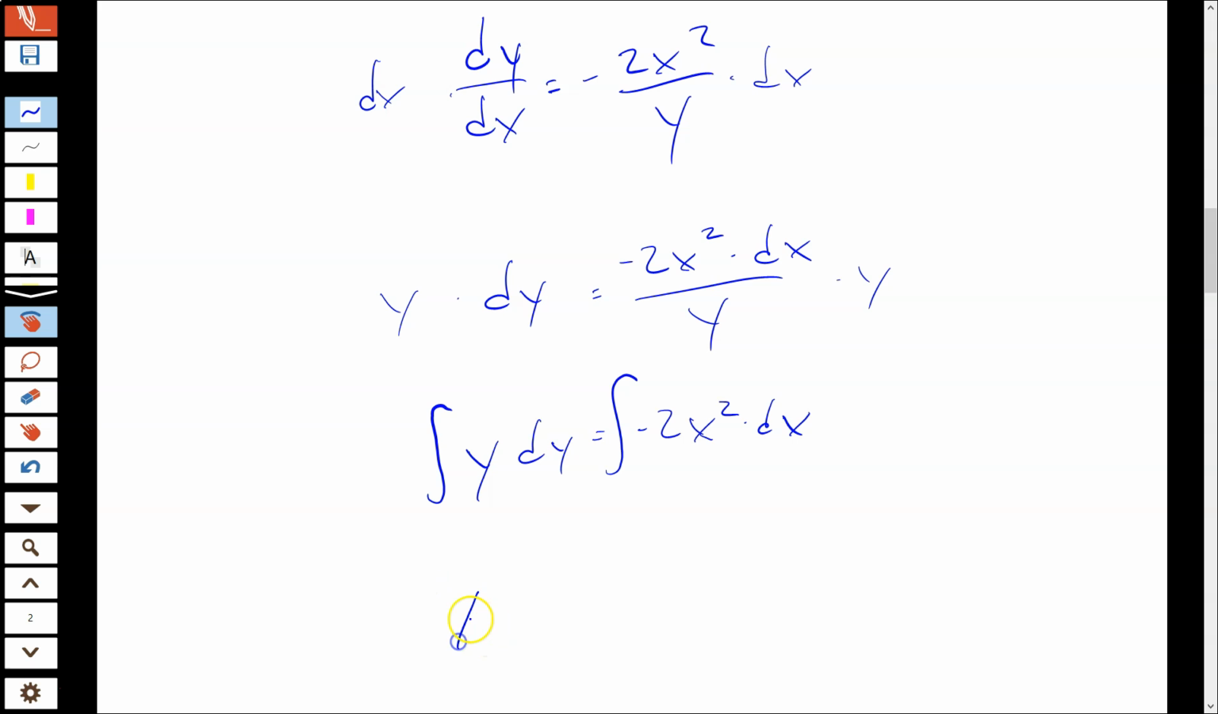So on the left, I'm going to get y squared over 2, right? Because the derivative of that is just plain old y. And then here I get x to the third, and then my coefficient is negative 2/3. It's just a power rule integral. And then I'll just do 1 plus c.